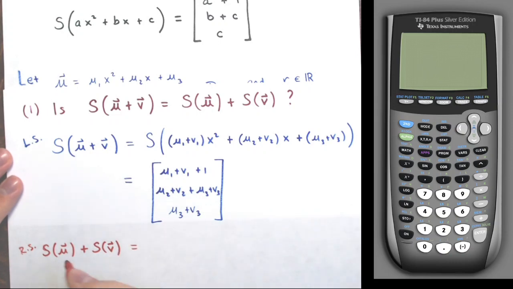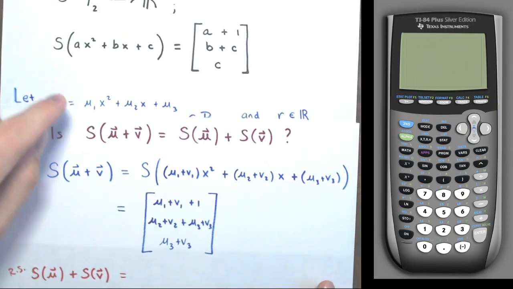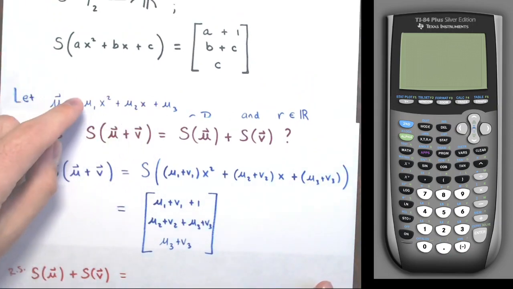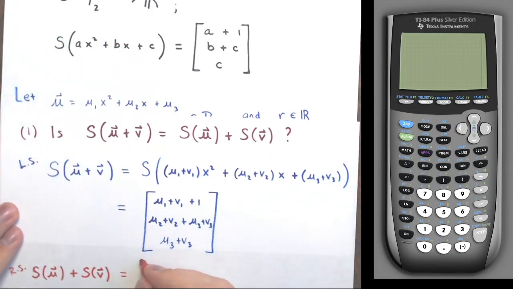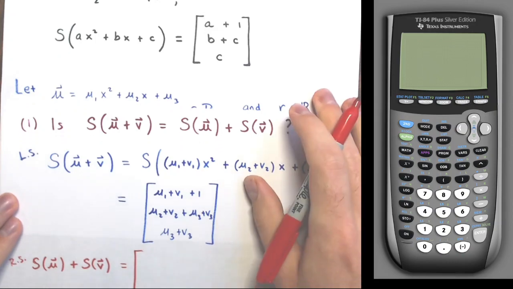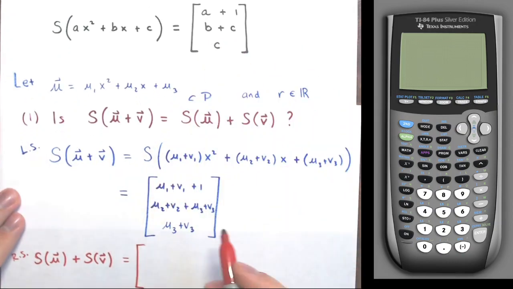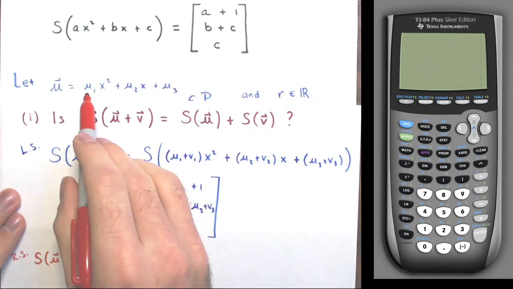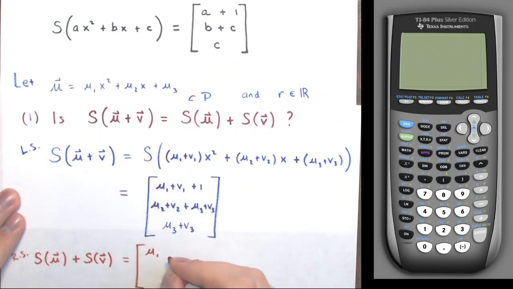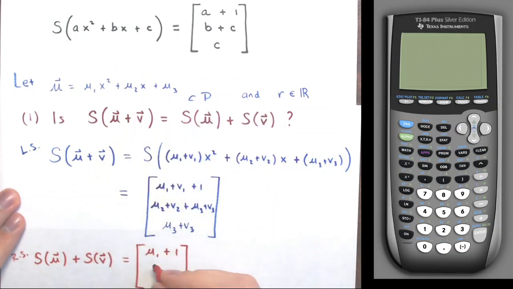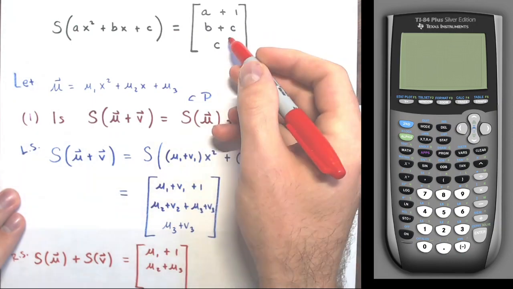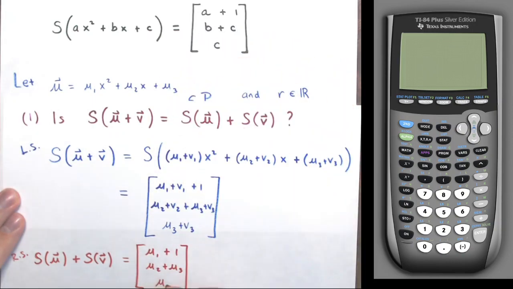All right, so S of u. Now remember, u is this u1 x squared plus u2 x plus u3. So the u1, u2, and u3 are the a, b, and c here. So S of u is this, again, the output is a vector from R3. First component is going to be u1 plus 1. Second component is going to be u2 plus u3, the b and the c. And the third component is just c, the constant u3. Okay.